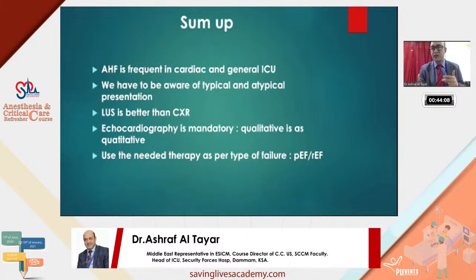And also, lung ultrasonography is found to be very far away better than chest X-ray. And we have to pass the borders of having daily routine chest X-rays in ICU, but to have daily routine lung ultrasonography. And we have to practice this. Echo is mandatory, ladies and gentlemen. And we should not underestimate this. Use the needed therapy while you see what's going on functionally and anatomically before you decide the way of management. And this cannot be done without echo examination.